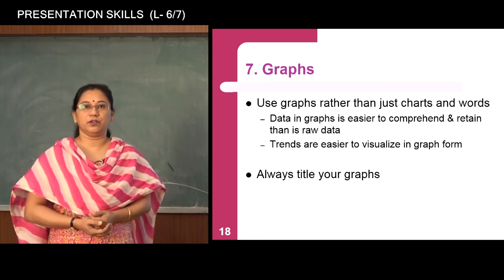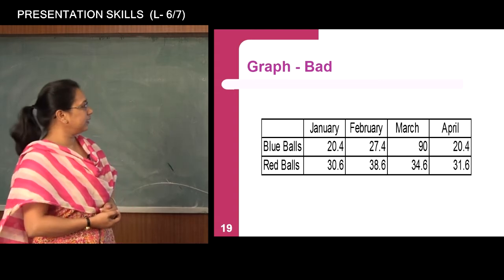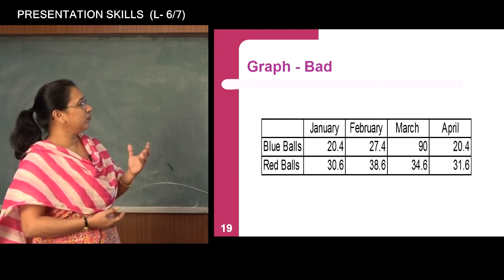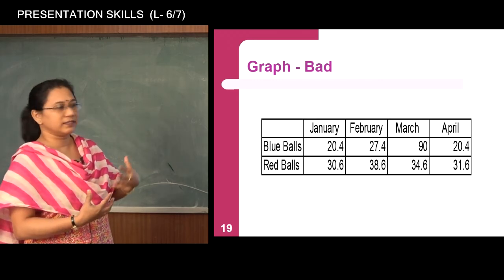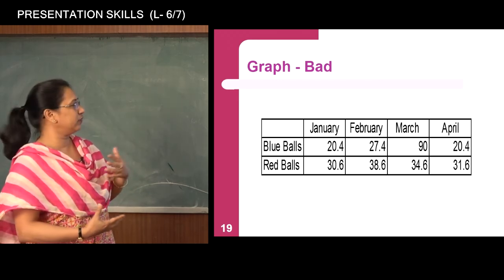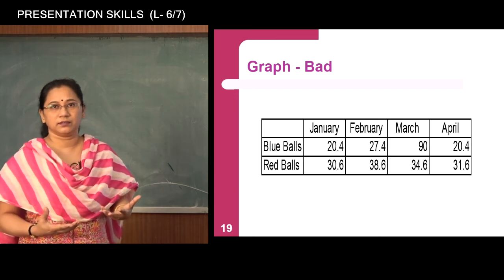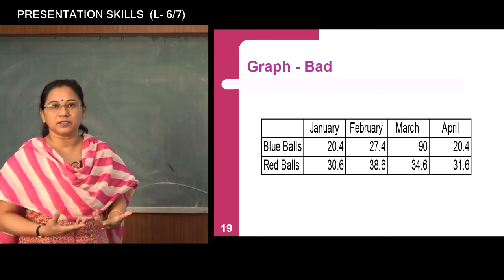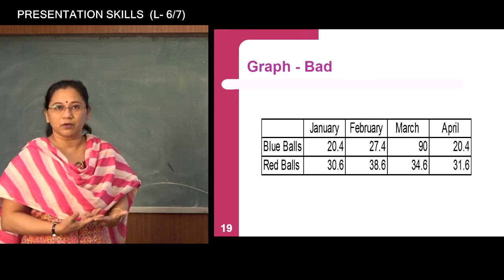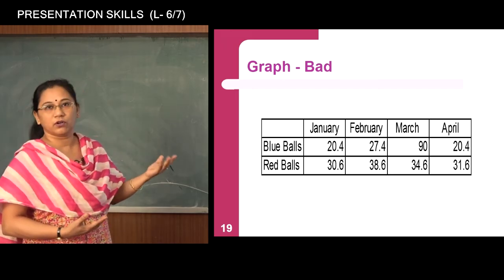Look at this example of a bad slide. We have all the details that are put up there. We have 4 months that are mentioned. We are talking about blue balls and red balls, some statistics regarding these things in the month of January, February, March, April. But what about the months? What about the data? What about these balls? Do you understand what we are actually talking about? No, but I have a whole lot of data.